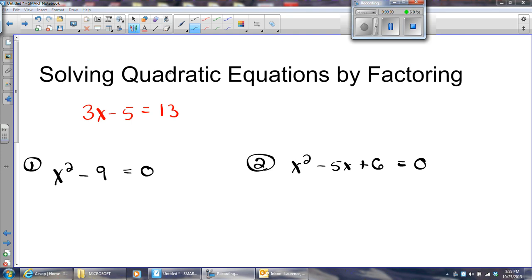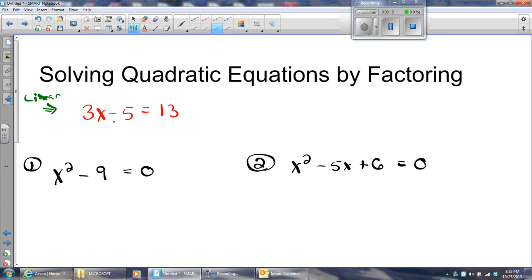Sorry about that. Today we're going to talk about solving quadratic equations by factoring. Now, I know you know how to solve an equation like this, but this is not a quadratic equation. This is a linear equation, right? Highest power is 1. This is linear.